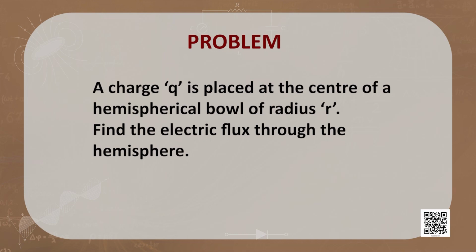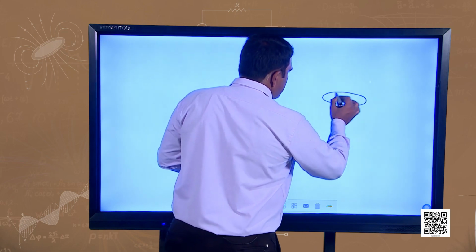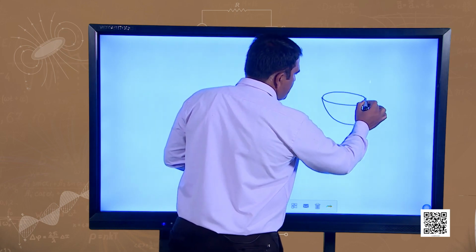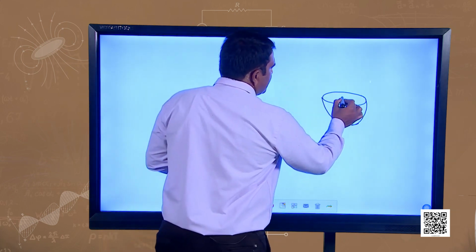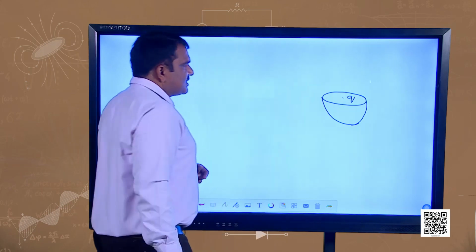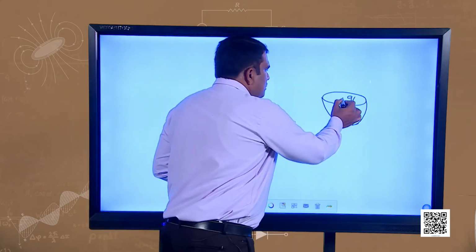Let us have another problem. A charge small q is placed at the center of a hemispherical bowl of radius small r. Find the electric flux through the hemispherical bowl. Suppose we have a hemispherical bowl like this, and a charge small q is placed here at the center of this hemispherical bowl of radius small r.